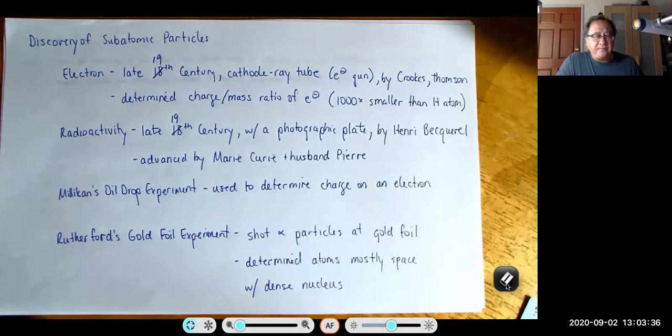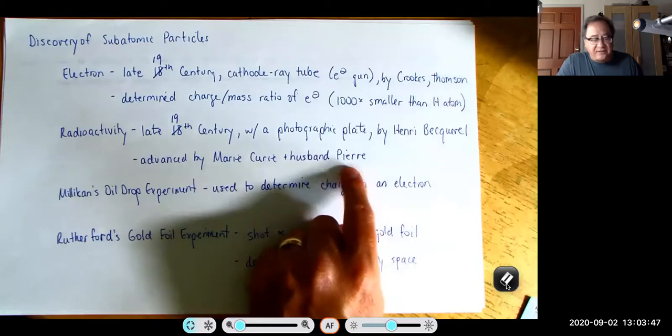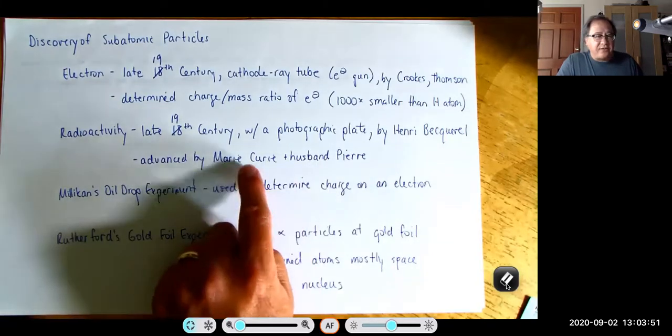And it's suspected that they both suffered from radiation poisoning during their lives. I believe Pierre did not die from radiation poisoning. I think he was in an auto accident of some sort, like run over by a car. Marie Curie, I think, died due to complications due to radiation poisoning.